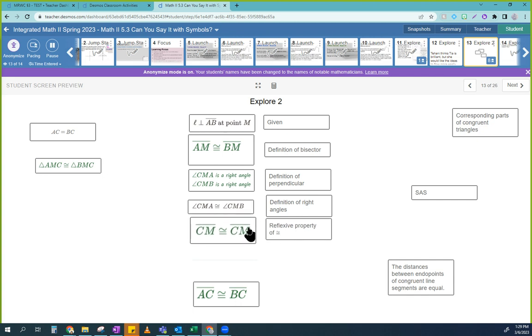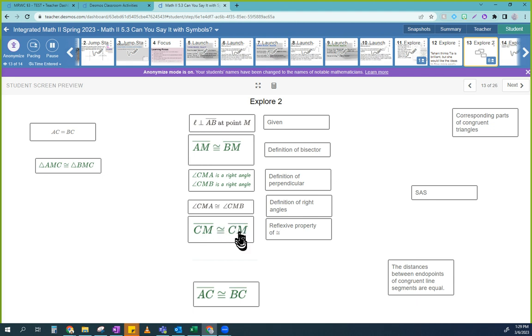Like when you look in the mirror, what do you see? Yourself, right? This is itself. Does everybody see that? He's looking into the mirror and he's like, oh my gosh, I'm so cute, right? Because he sees his reflection. Reflection. Good. So reflexive property is always going to be something is congruent to itself.